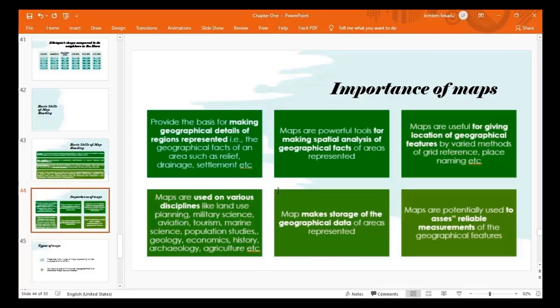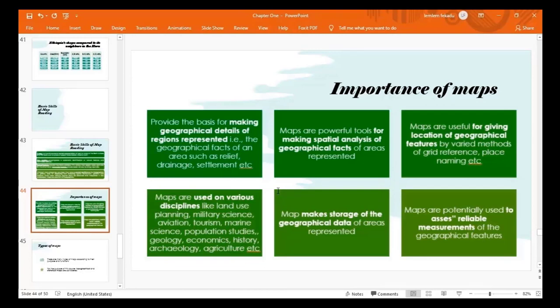Maps are also useful for giving location of geographical features by varied methods of grid reference, place naming, etc. So maps are important for giving location of geographical features used in various disciplines like land use planning, military science, aviation, tourism, mineral science, population studies, geology, economics, history, archaeology, agriculture, etc.